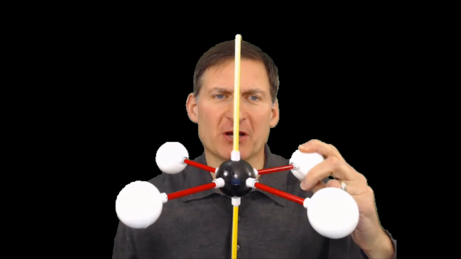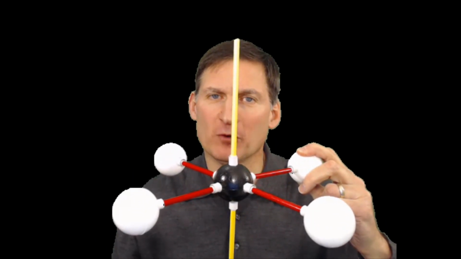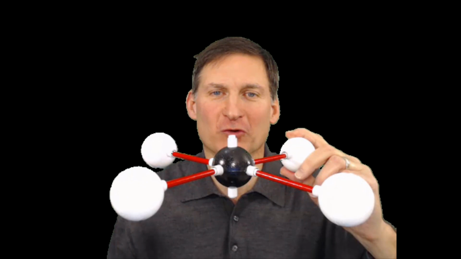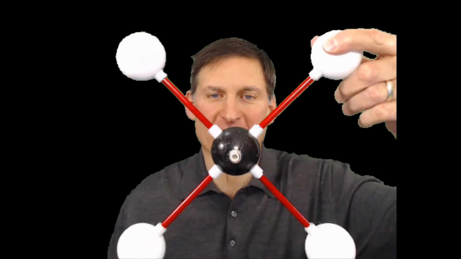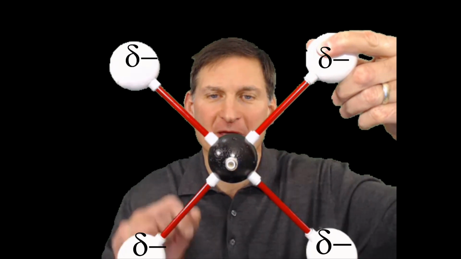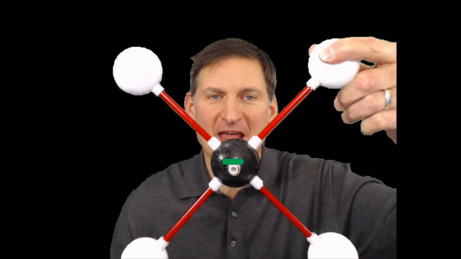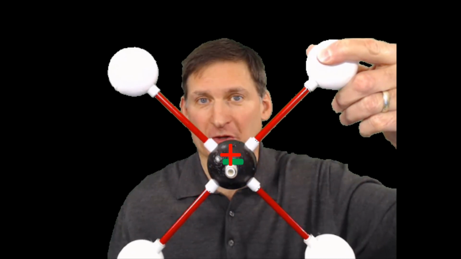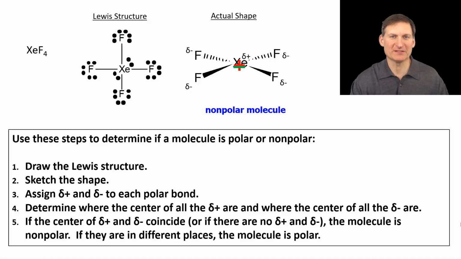Let's remove those unshared pairs since we just want to now focus on the bonds. Since each fluorine is partially negative, the center of those 4 fluorines, which make a square planar molecular geometry, would be right smack in the middle, on the xenon. And the center of positive is also on the xenon, since xenon was the only partial positive. So the centers of positive and negative are in the same place. When this is the case, the molecule is nonpolar.